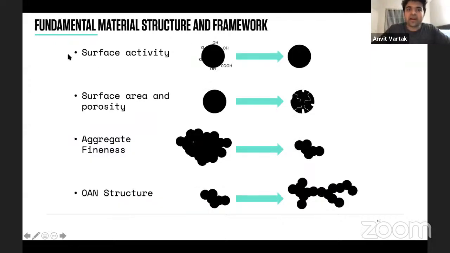So now we've identified what are the fundamental structures of your particle that we are talking about, the single carbon black particle that lays the framework to give you better reinforcement in the rubber that you have. So we know surface activity, which is related to the functional groups that are present in your material.